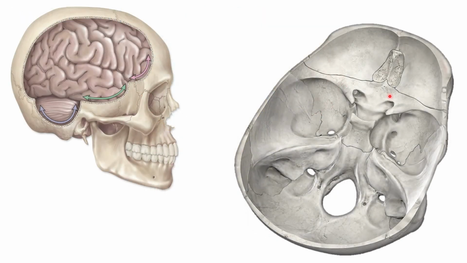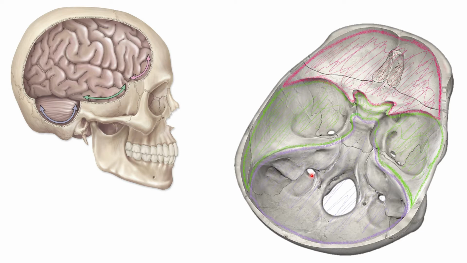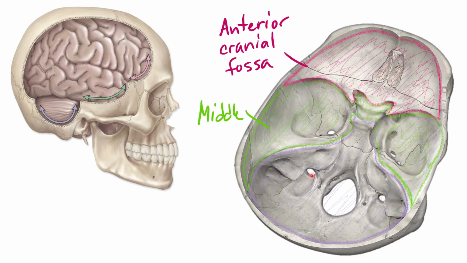If we were to look at the floor of the cranial cavity, we can see that it's actually divided into 3 different fossa. Remember that a fossa is a depression in the bone. And if we were to look at the floor of the cranial cavity, we can see that it contains an anterior cranial fossa, a middle cranial fossa, and then also a posterior cranial fossa.